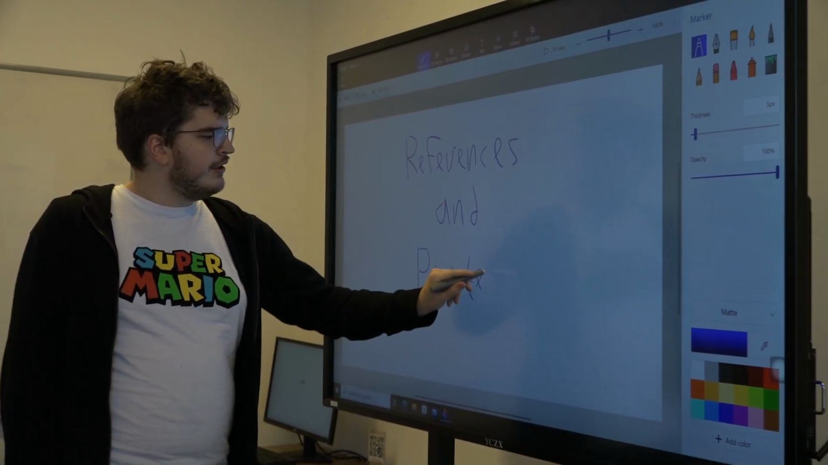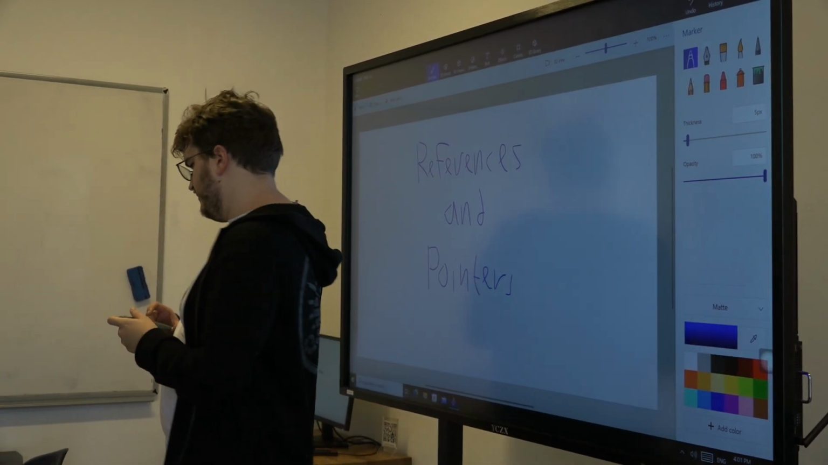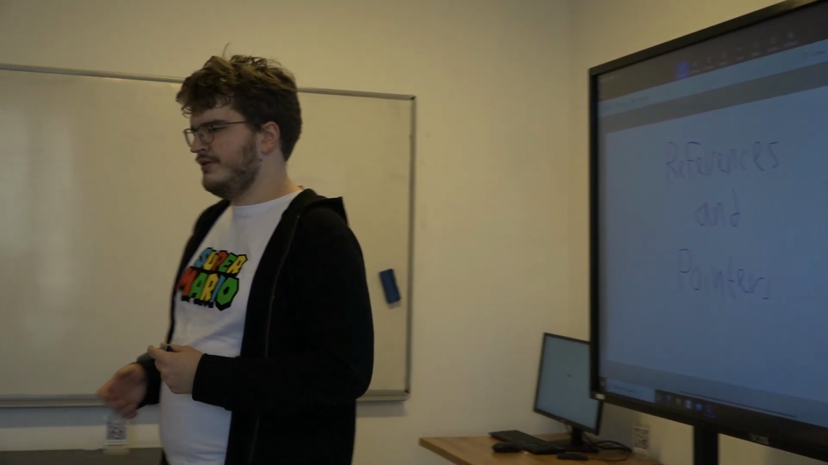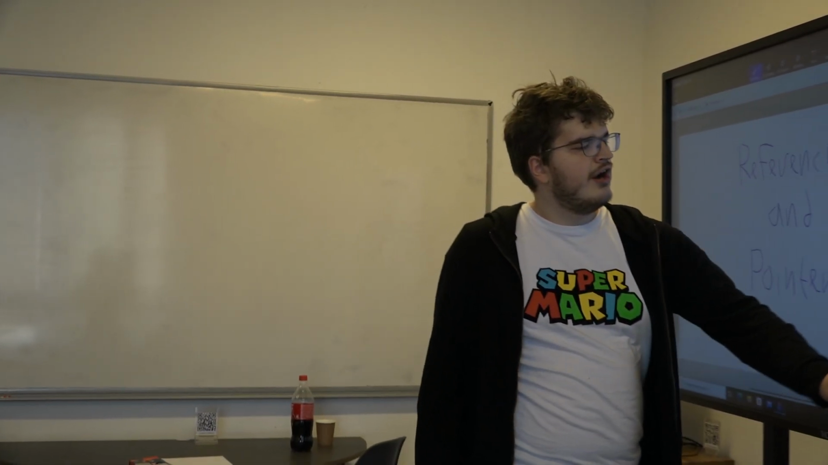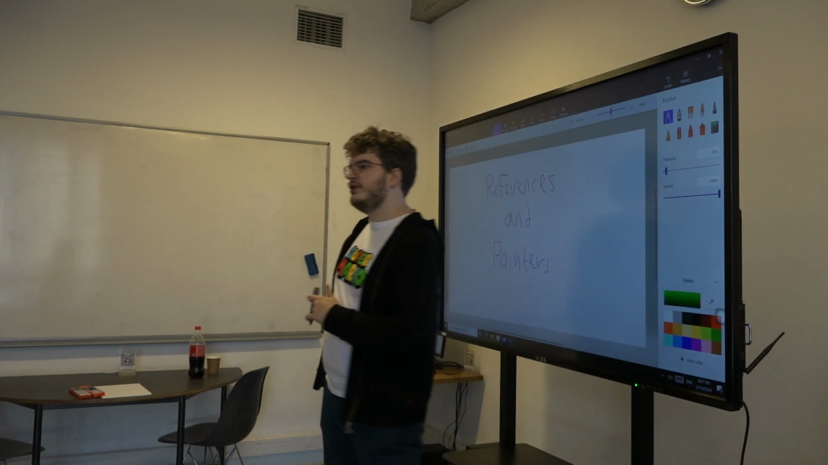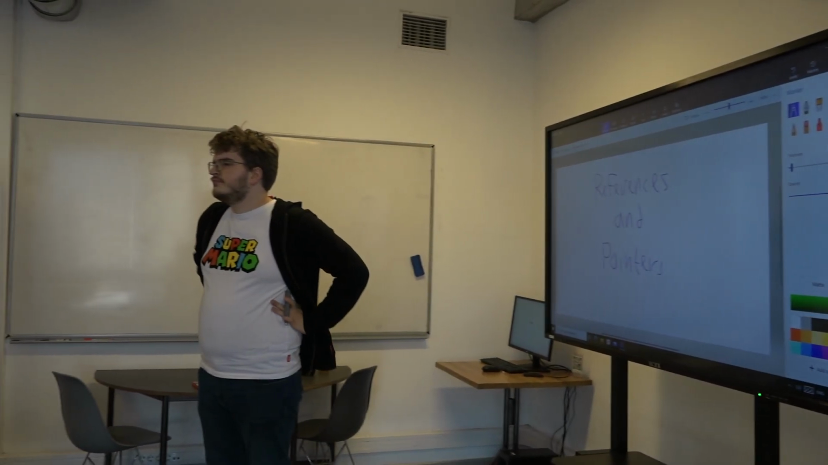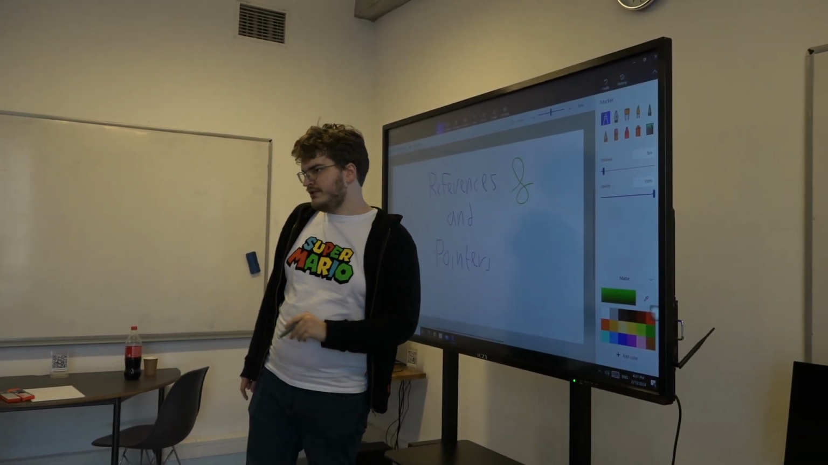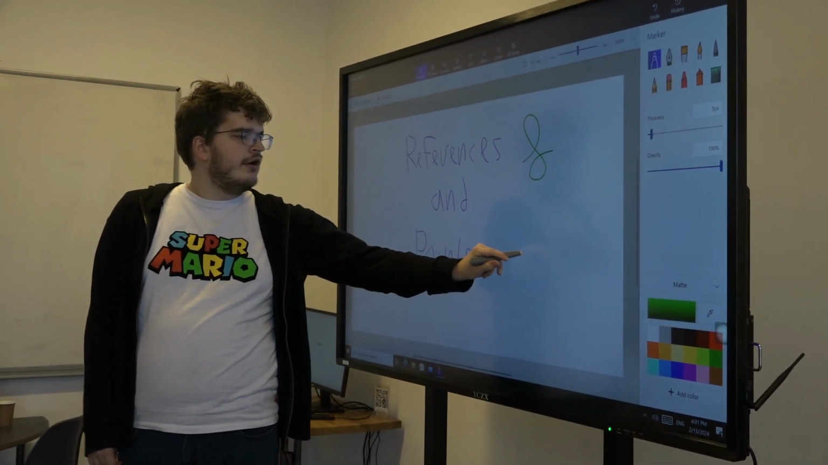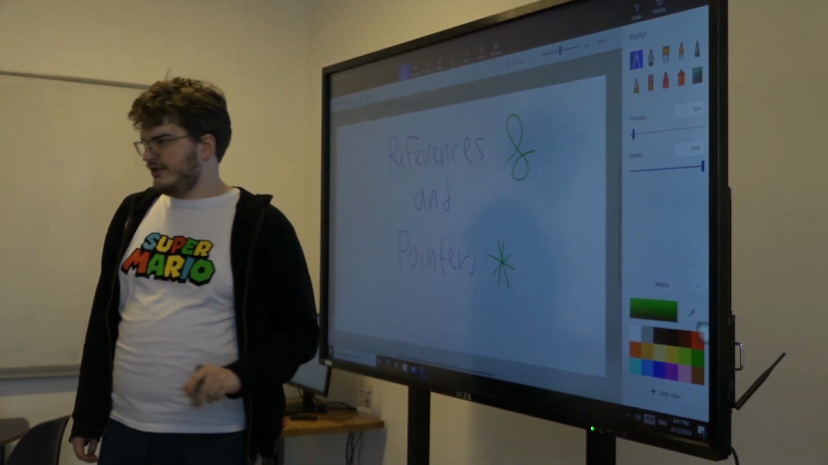Okay. So first of all, I want to start with what you already know. What are references? What are pointers? How do references look? How do pointers look? So we have this special character that you probably have seen. It's called ampersand. That's references. And pointers are represented as an asterisk.